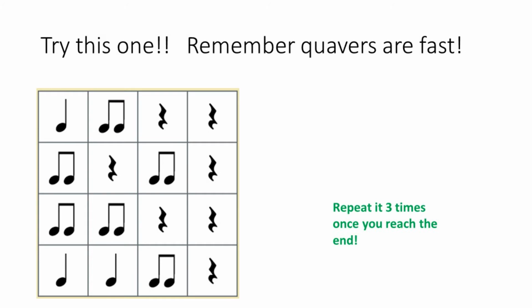Let's have a go at this rhythm grid. In this one, we've got quavers, so remember, these are the faster notes. Again, we're going to repeat it three times all the way through. After four. One, two, three, four.